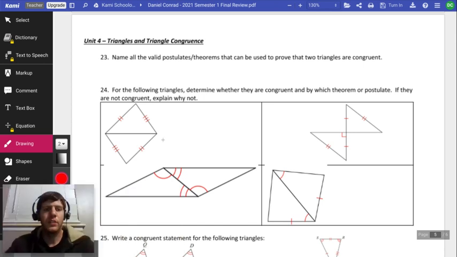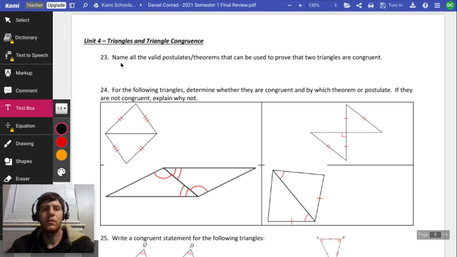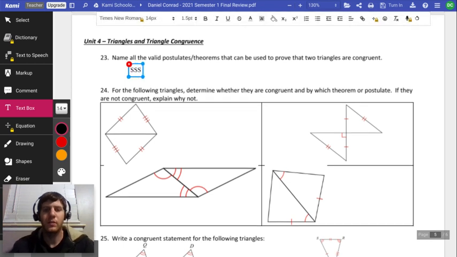All right, Geometry Semester 1 review, topic 4, triangle and triangle congruent. So name all the valid postulates and theorems that can be used to prove that two triangles are congruent. So we had side, side, side. That was 3 pairs of sides that were congruent, 3 pairs of corresponding sides.